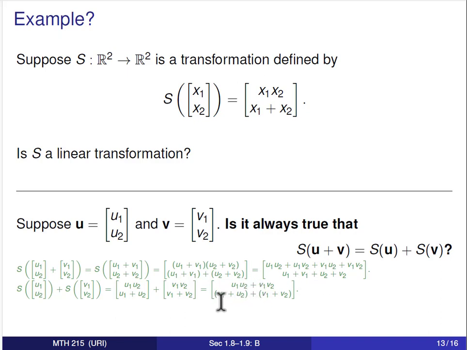And as you take a look at them, the second entry on each looks like they do match up, but the first entry of the second one only includes part of the first entry from the first row. So unfortunately, no, these are not the same. They're not equal to each other. And because S fails this condition, we don't even have to check the second condition. We already know that this transformation is not a linear transformation. It doesn't satisfy both of the two conditions.